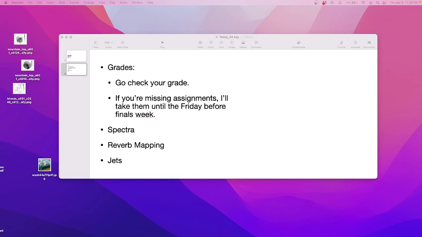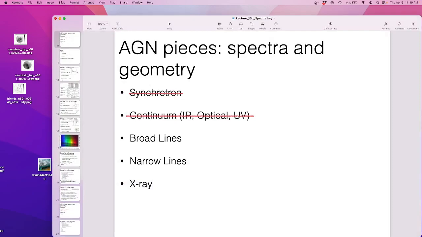So, spectra, open. There you go. And we'll close you. You go over here. There you go.